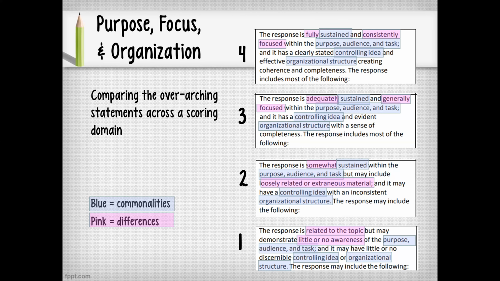The next difference that we will mark and highlight is that controlling idea. So how effective is it? Well, it's clearly stated in a 4. In a 3, they're just going to have one. Also in a 2, they will probably have one. It says may. And then in a 1, it's no discernible controlling idea. Little or no discernible controlling idea.